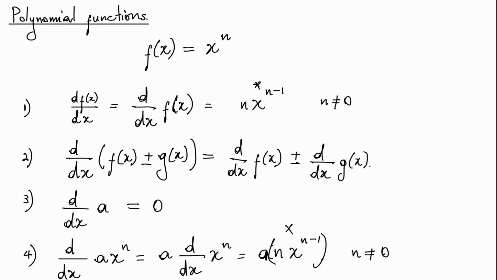So let's consider an example of this, which includes all these rules. So suppose we had a function f of x, which is given by 2xy squared plus 3 over x squared plus 7. And we were to take the derivative of f of x.